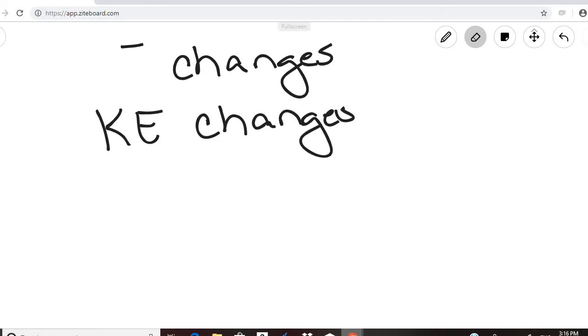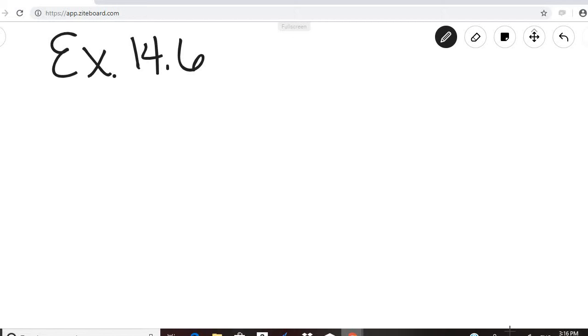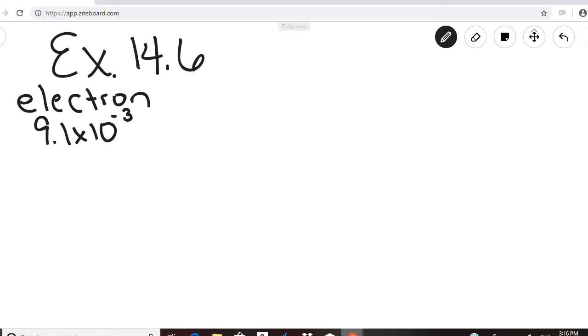Okay, so let's look at example 14.6, and let's help this make a little more sense. In this example, we have a freely moving electron. So the mass of this electron is 9.1 times 10 to the negative 31 kilograms. So it's an electron, very small. That's its mass.